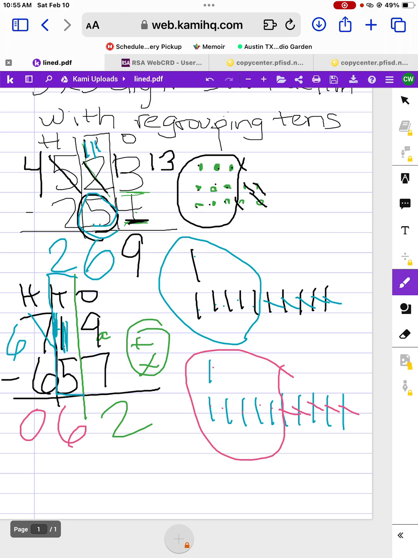All right, guys, you're going to have some practice and a mastery for this one, so I can make sure that we understand how we regroup our numbers when we're subtracting with 3 digit by 3 digits. All right, have fun.